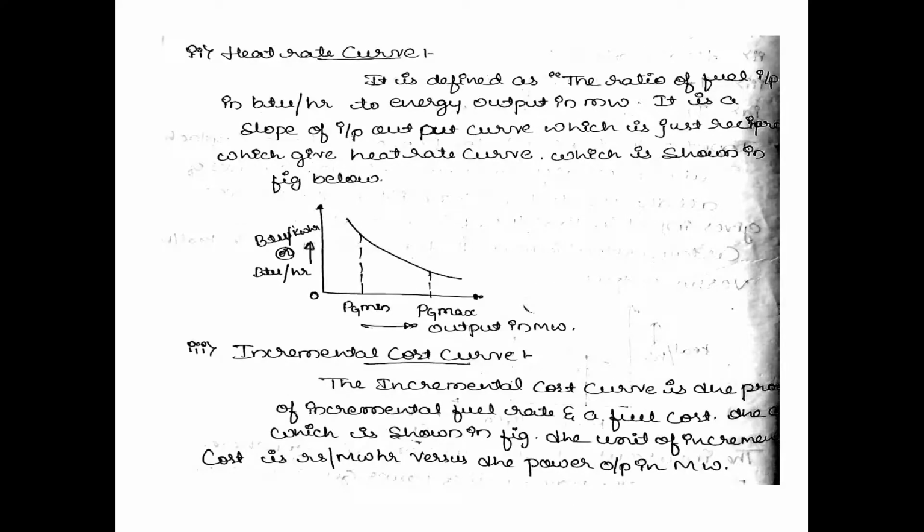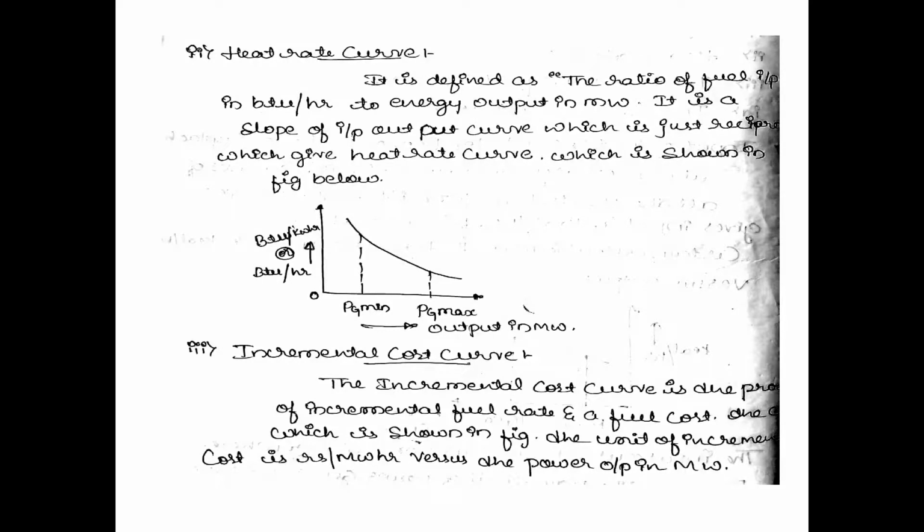The second one is the heat rate curve. It is defined as the ratio of fuel input in BTU per hour to energy output in megawatt. That is, the y-axis is the output in megawatt, the x-axis is in BTU per hour. This is Pmin, Pmax, same thing. Previously the incremental fuel rate, but in the heat rate curve it is British thermal units per hour, output in megawatt, Pmin, Pmax.